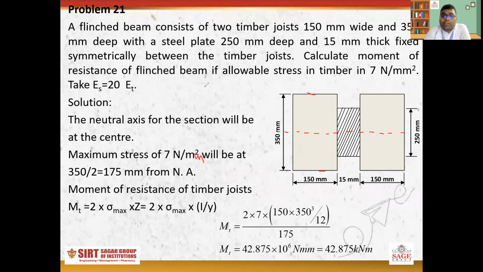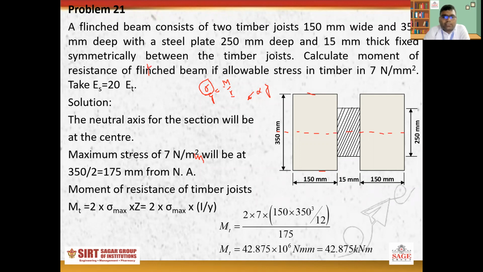This is clear, because we know that sigma upon y is equal to M upon I. With this relation, we know that sigma depends on y. Y is the distance from the neutral axis. So both are proportional. Sigma is proportional to y. This is a very simple concept. So you already understood. We have to calculate the moment of resistance of the composite beam or flitch beam.